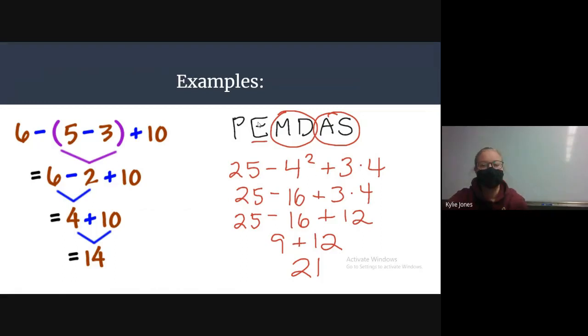Okay? So we've done parentheses and exponents. Now we need to look at the multiplication and division part of it. Is there multiplication in this second row? Yep, 3 times 4, right? So you do 3 times 4. 25 stays the same. So does minus 16. The addition stays the same. You just change 3 times 4 and replace it with the 12. Then you're left with 25 minus 16 plus 12.